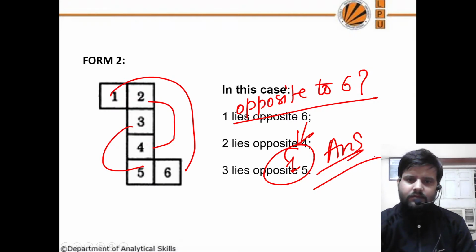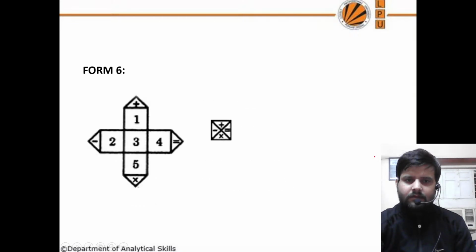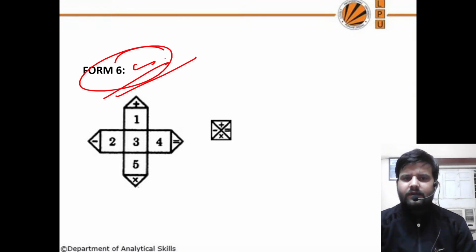Now let's jump to some more questions. See here, this is a little different type of question. So in this, what will happen? The alternate pair rule also works here.